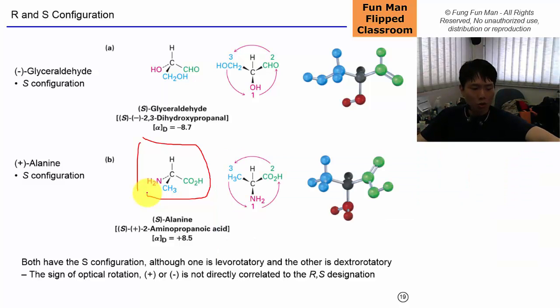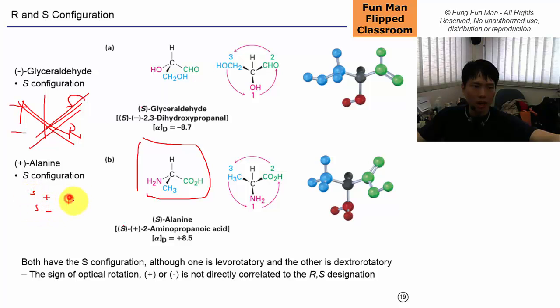This example I'm trying to show you here is to illustrate that even though you have S in both cases, this is S negative glyceraldehyde. The bottom is S positive alanine. So plus and minus have no link with S and R. Totally no relationship at all. Which means that I could have a plus S, minus S, plus R, and minus R.